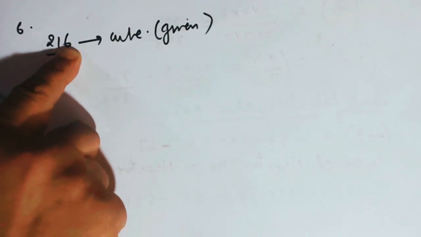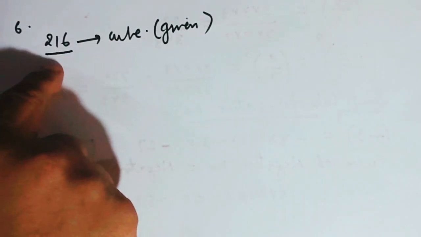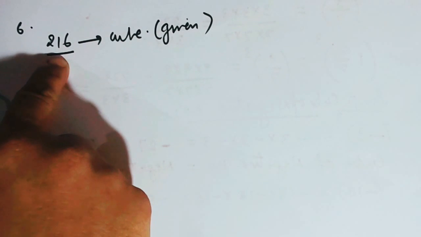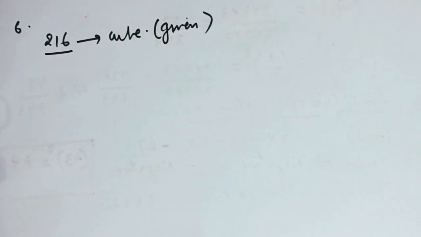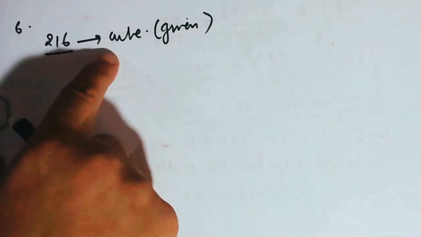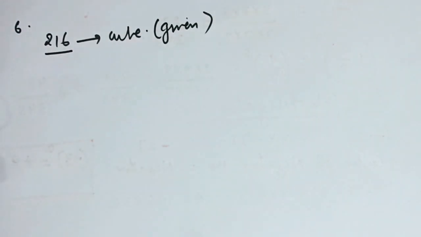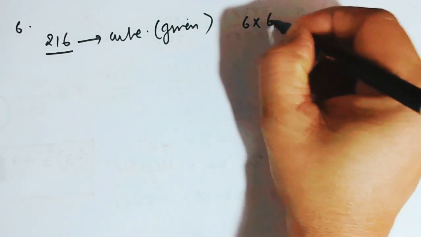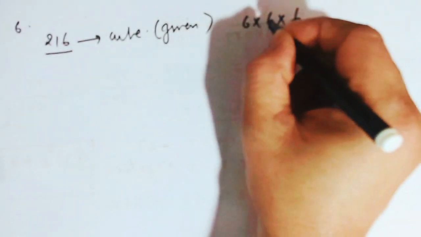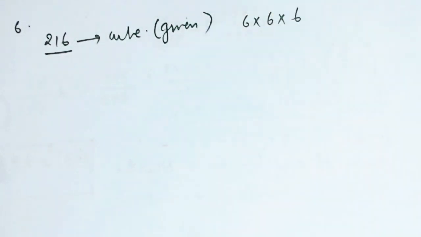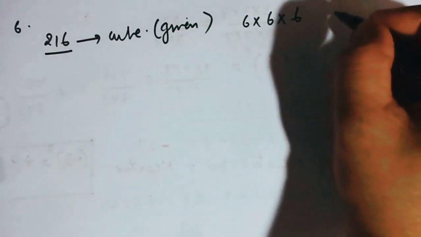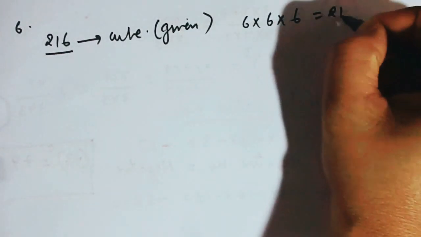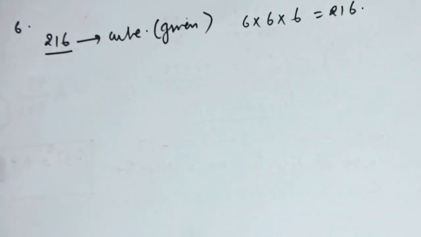So 216 can be a cube of an even number. Why? Because 6 into 6 into 6 will give you 6 in the unit digit. Have a look. 6 times 6 times 6. 6 times 6 is 36. 36 into 6 how much? 36 into 6 is equal to 216. But how are you going to get this? Let me see. Come on.